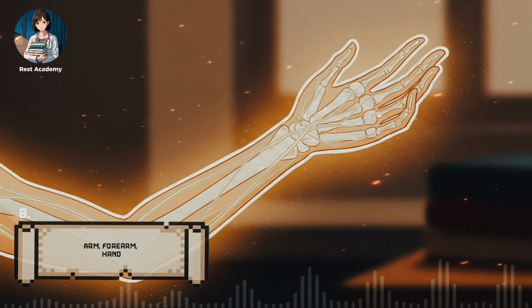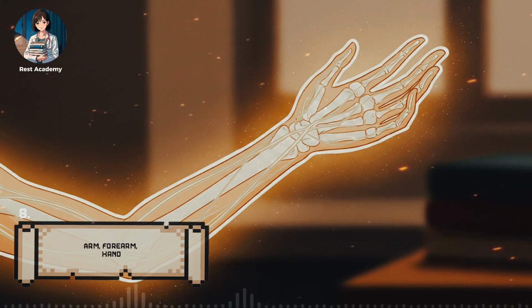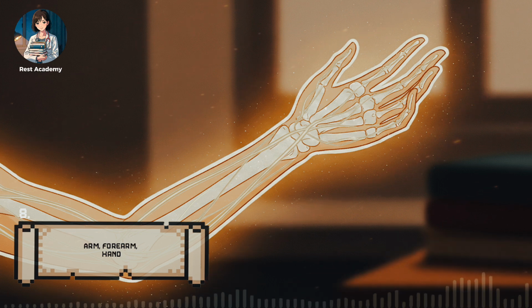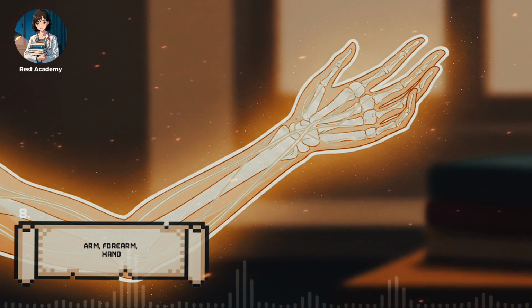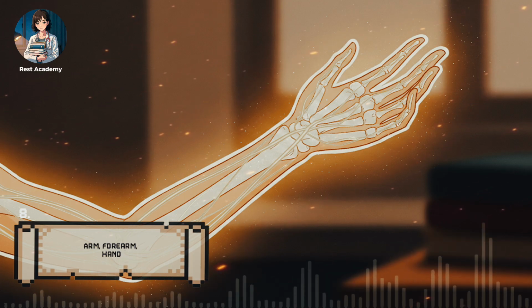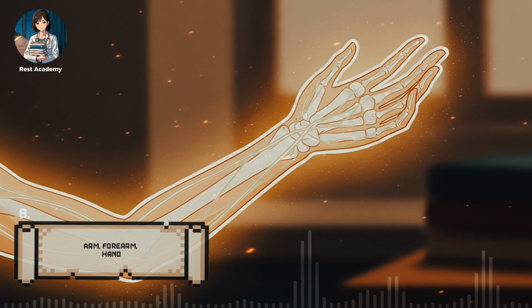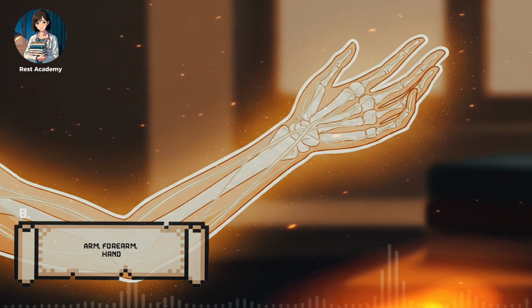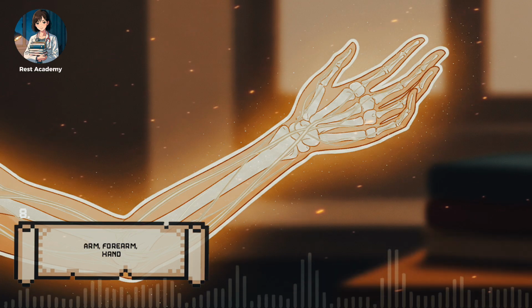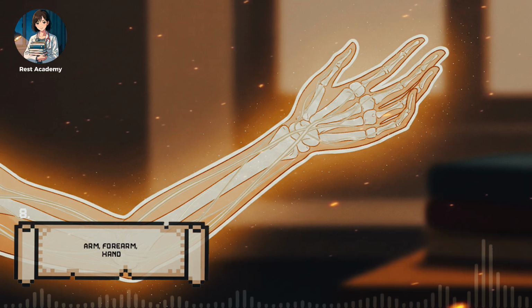The anterior forearm flexor-pronator mass has 3 layers. Superficial, from the medial epicondyle: pronator teres, flexor carpi radialis, palmaris longus, flexor carpi ulnaris. Intermediate: flexor digitorum superficialis, whose tendons split at the proximal phalanx to let profundus pass. Deep: flexor digitorum profundus, flexor pollicis longus, pronator quadratus. Innervation is mainly median. FCU and the ulnar half of FDP are ulnar.